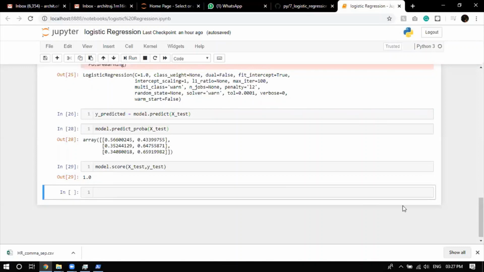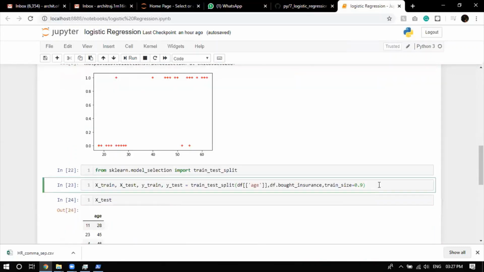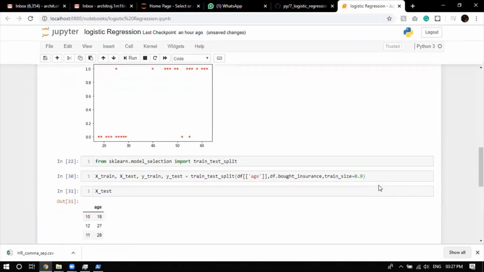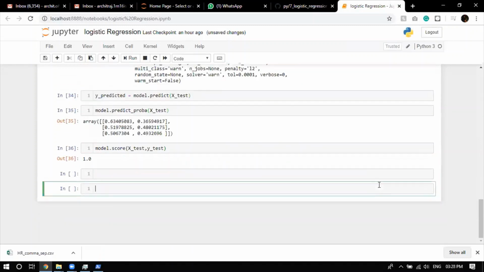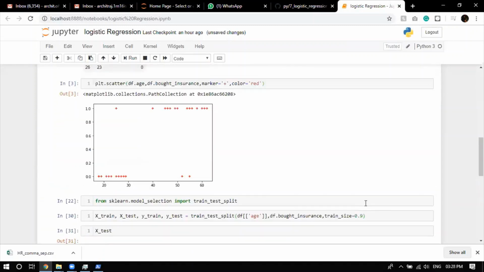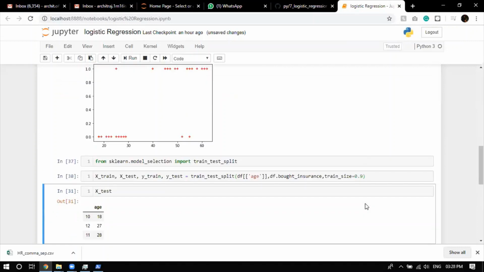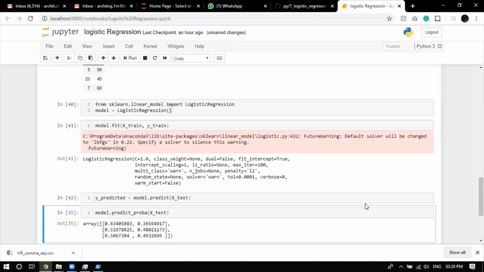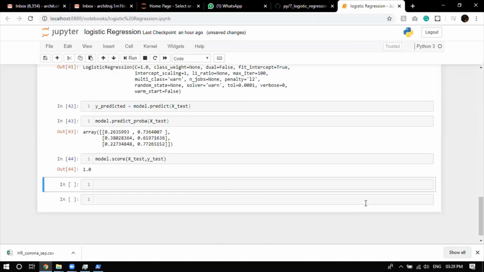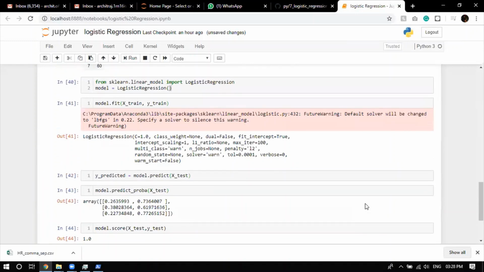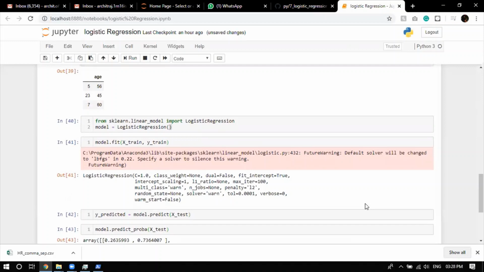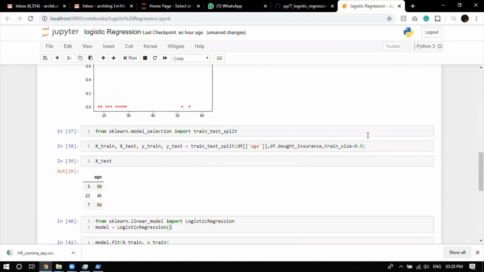And I'll show you one more thing here. I'll do the train test splitting again. Okay, this time also it's 1. Let's see if it doesn't happen again. Okay, because of the really small data, it's going to be 1 all the time. Now you can see every time I'm executing the train test split, the test data is changing.